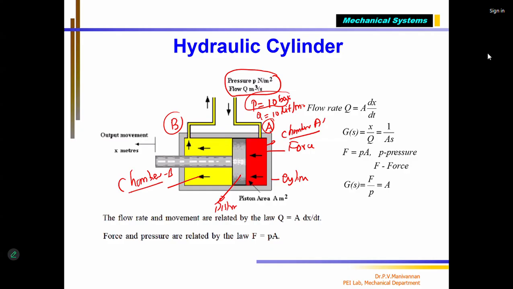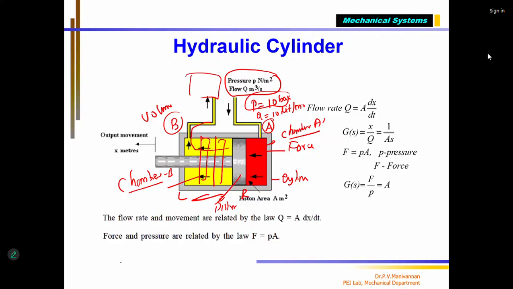When the pressurized fluid enters chamber A, it generates a force and makes the piston move from right to left. Like this, it is going to move, from whichever position. That means automatically the volume of chamber B will start reducing because the piston is moving like this. As it moves, the fluid shown in yellow color will be flushed out through port B. It goes to the oil storage tank, the fluid storage tank.